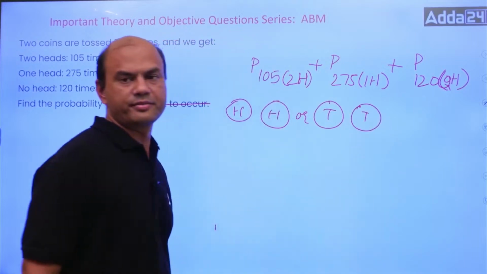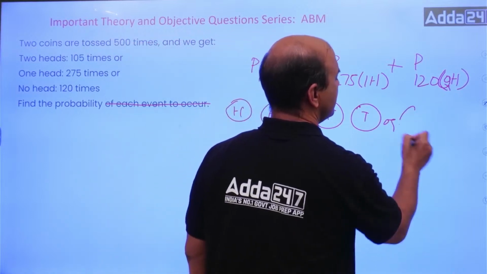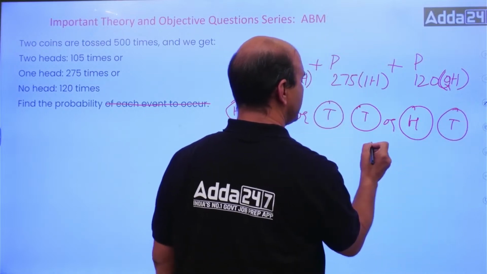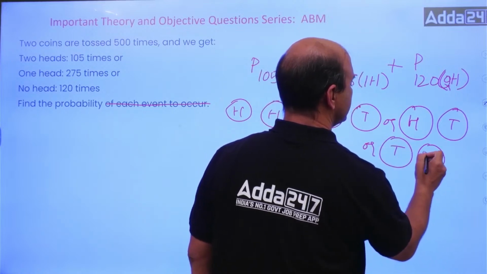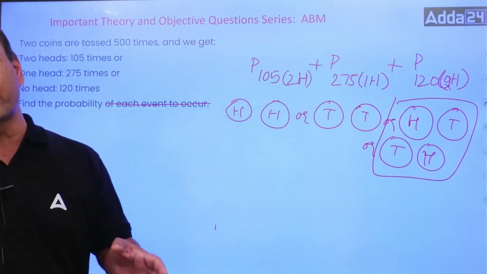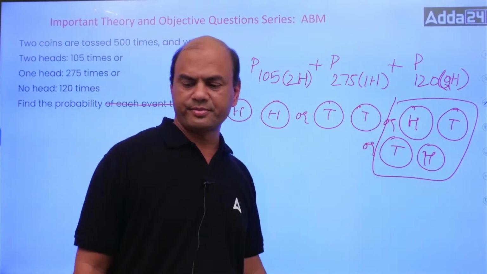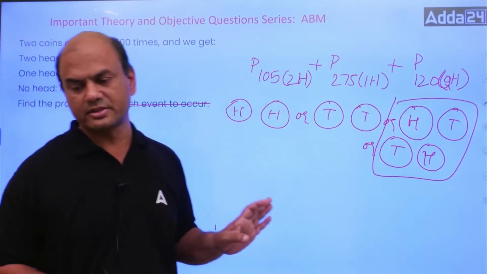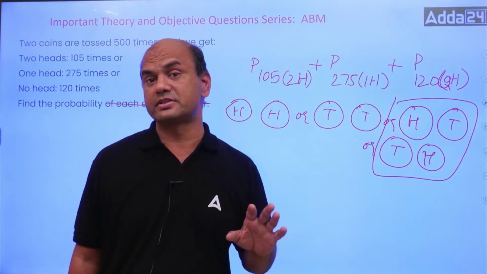Or what can I get? Or I can get head and tail. Or I can get tail and head. So these two can be combined. Both of them are one and the same. So you can combine this, either head and tail or head. So is any other possibility possible in this? Is there any other possibility which can occur?